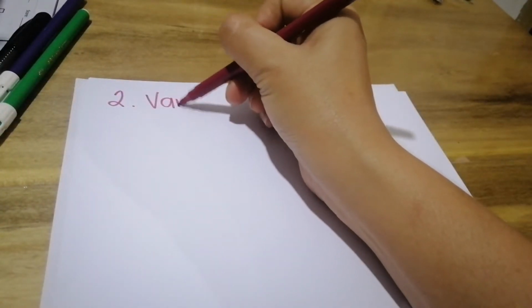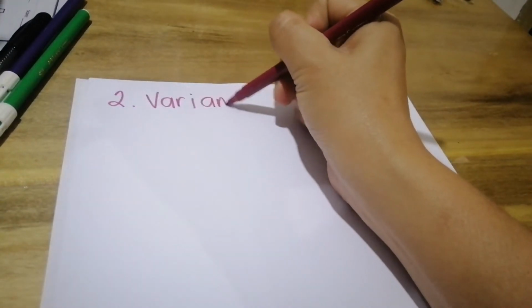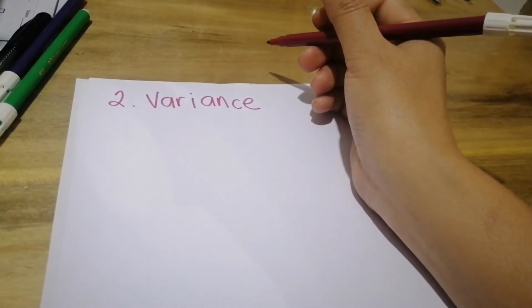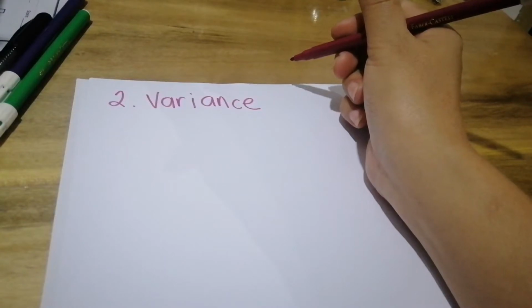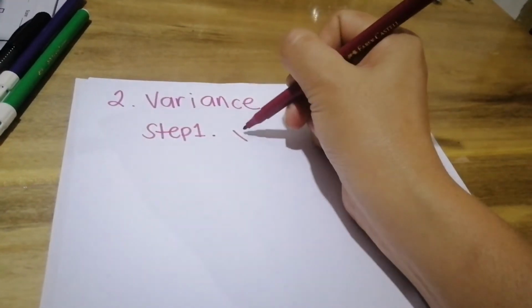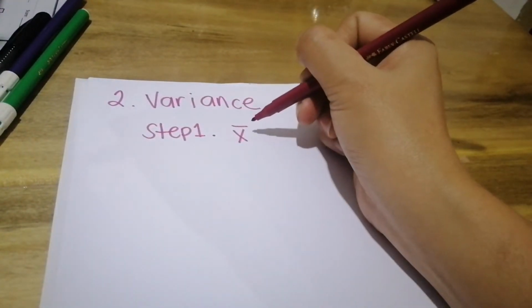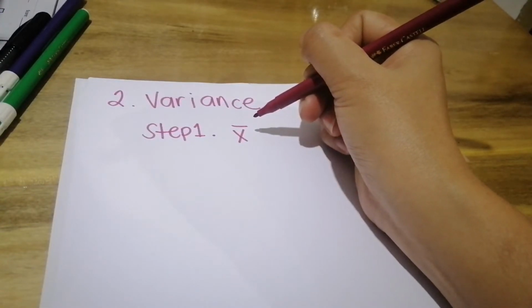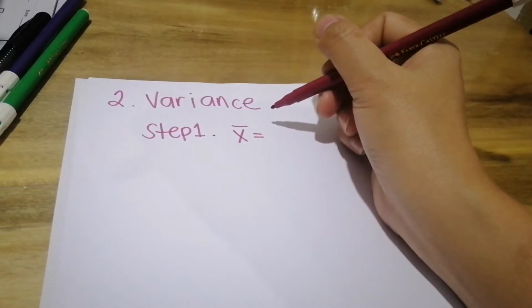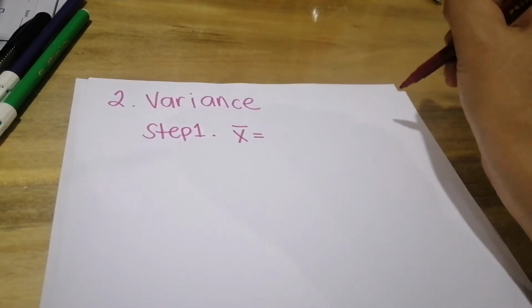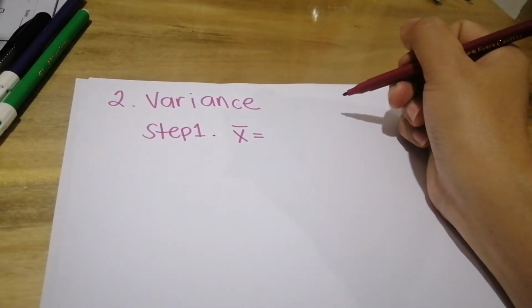Let's proceed to the second measure of variability, and it is called variance. To solve for variance, we need to follow 3 steps. The first step is to solve for the mean. Mean is one of the measures of central tendency which was discussed in LAS 5. And the formula to solve for the mean is to add all the values in the dataset divided by the number of values in the dataset.